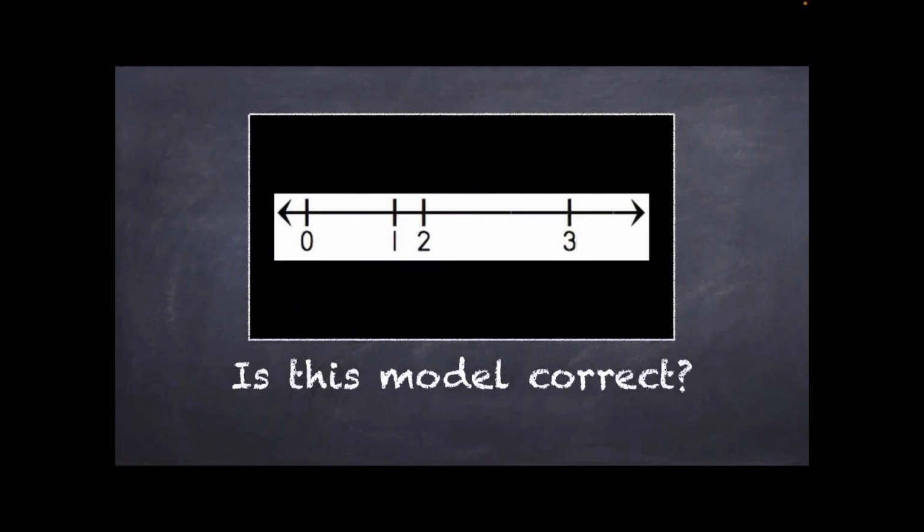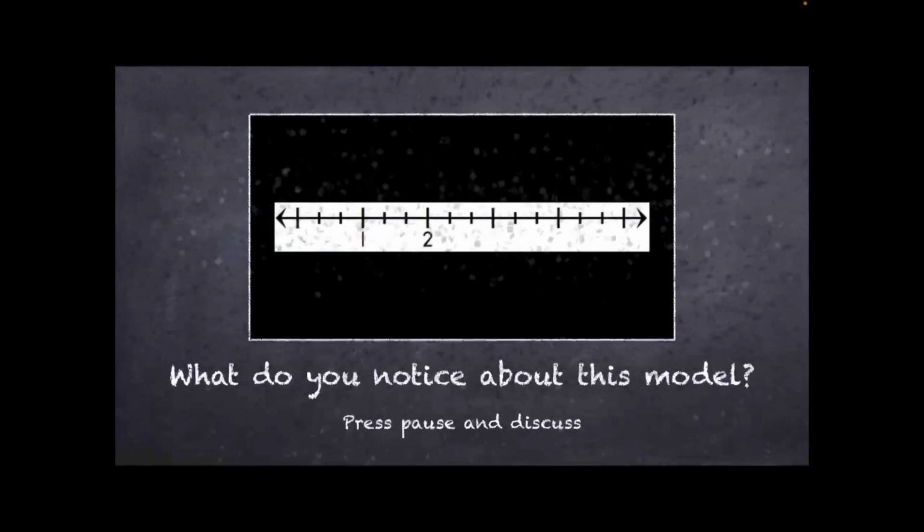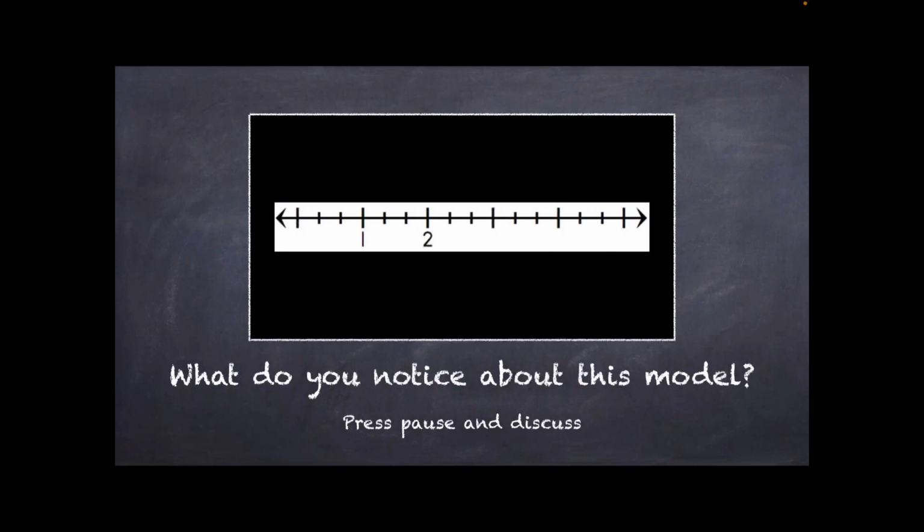Now, is this model correct? No, it's not correct because the numbers are not equally spaced. Here we have a number line with equally spaced numbers like you'd see on a ruler. Now, what do you notice about this model? I want you to go ahead and press pause while you discuss with your class, and we'll be right back to go over some things that we might have noticed.